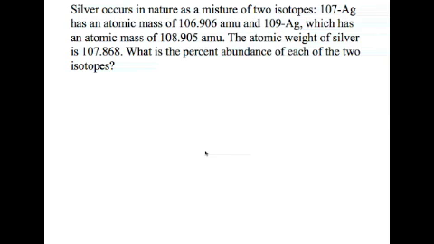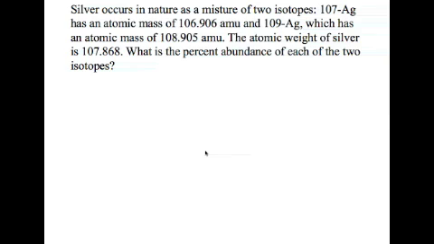Silver occurs in nature as a mixture of two isotopes. 107 Ag has an atomic mass of 106.906 AMU, atomic mass units, and 109 Ag, which has an atomic mass of 108.905 AMU. The atomic weight of silver is 107.868. What is the percent abundance of each of the two isotopes?